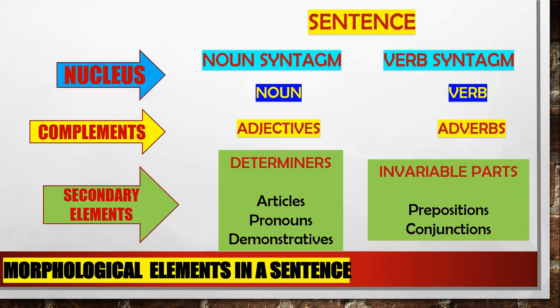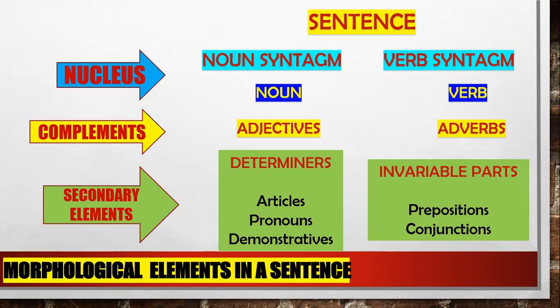You have to use the article, or you have to use a pronoun, or you have to use some demonstratives, and you can also add adjectives. When we talk about the verbs again, you have to use the adverbs to give more information about the action. Then you have some prepositions, some conjunctions in order to connect words, in order to connect clauses.